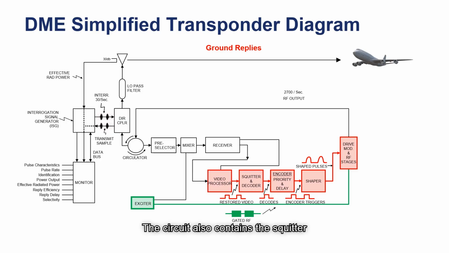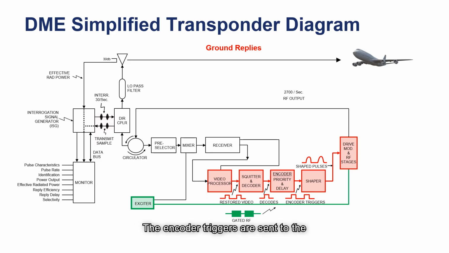The circuit also contains the Squitter generator, so if no distance pulses are present, Squitter pulses are output by that generator. A dead time gate is sent back to the video processor to disable the validation circuit to allow time for the reply pulses to be generated. The decoder pulse is sent to the encoder card. This card contains the encoder, priority circuits, and reply delay circuits. The priority circuit sets up the pulse generator priority, ident, distance, Squitter, and the delay circuits ensure the correct amount of time is added for the X or Y mode reply delay.